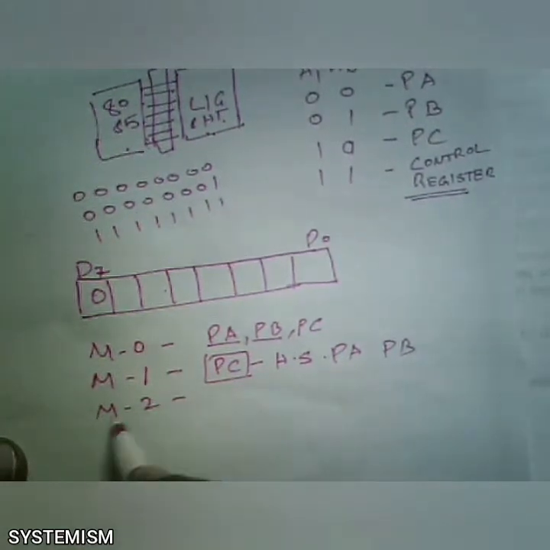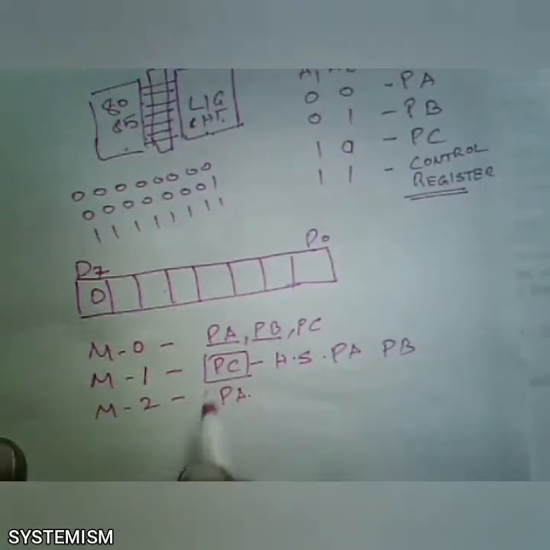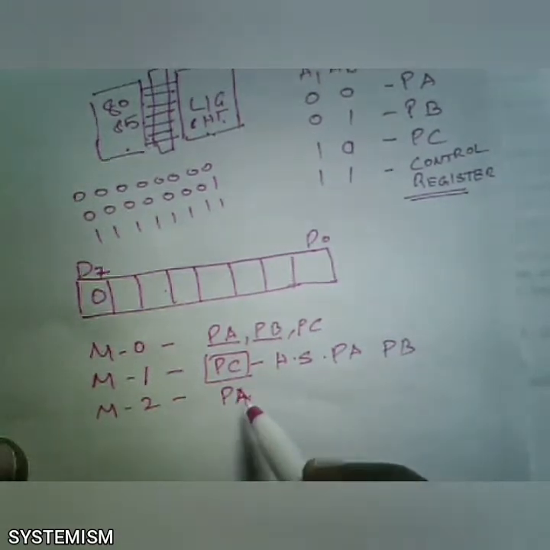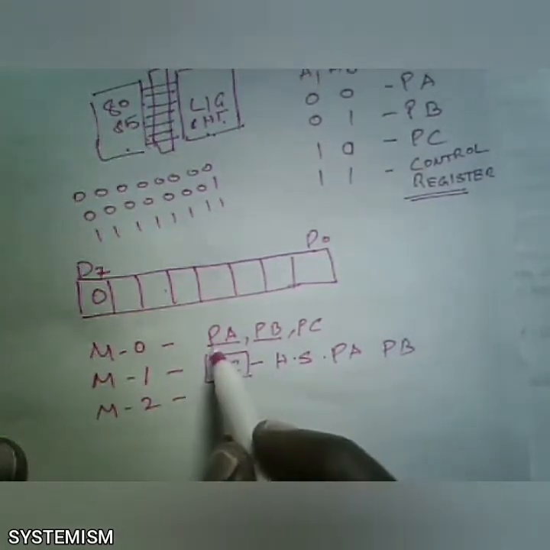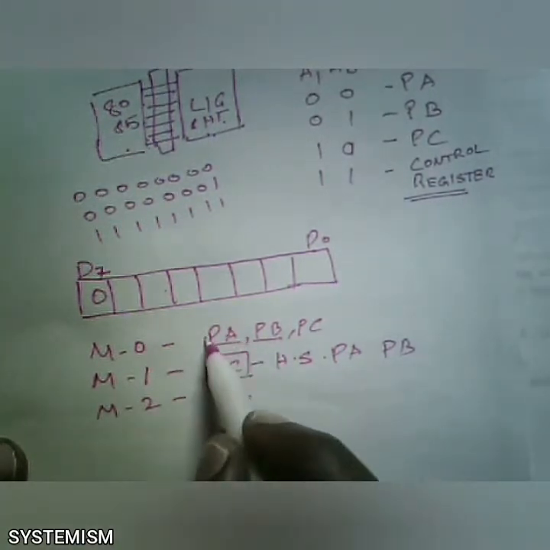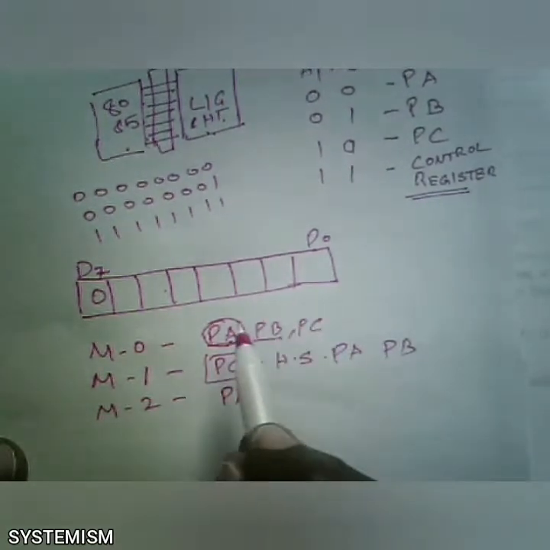So what about mode 2? In mode 2, your port A can be used as both an input and an output port, a bidirectional input and output port. So what is the difference between this and this? In this mode, if you are assigning your port A as an input port, then this port will get the data from the IO device.